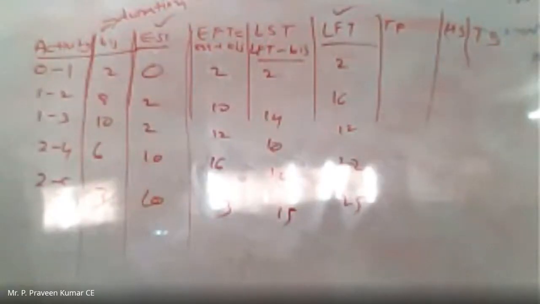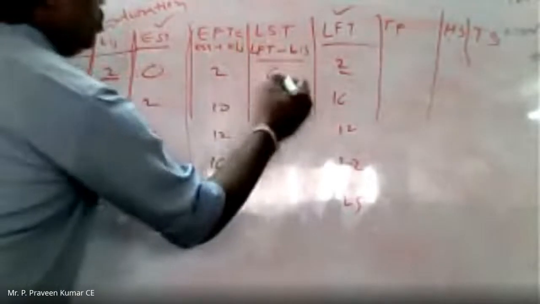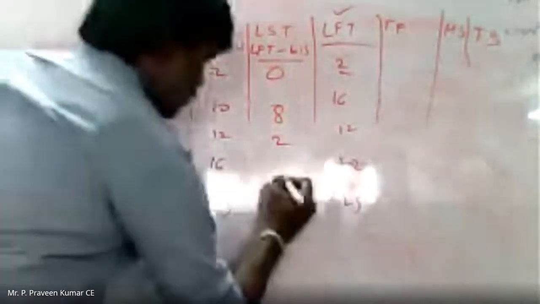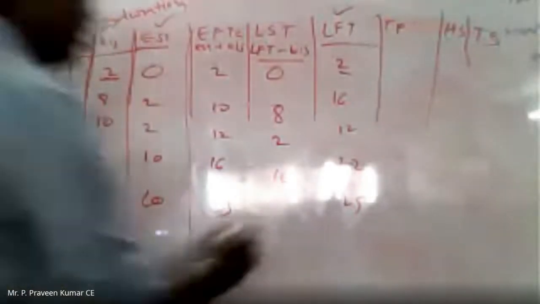LFT minus TIJ. Sorry, I got one value wrong. See here, LFT minus TIJ. 2 minus 2, 0. 16 minus 8, 8. 12 minus 10, 2. 22 minus 6, 16. 25 minus 3, 22.